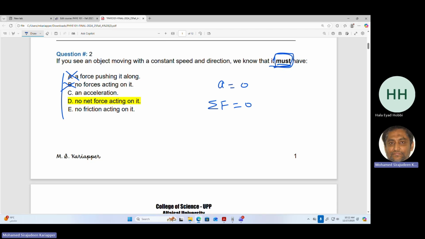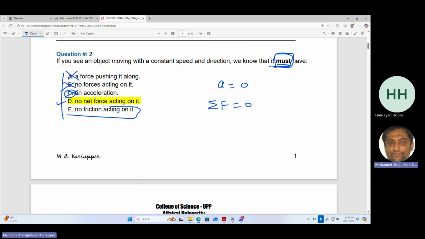Okay. It has an acceleration? No. Constant velocity means acceleration is zero. D. No, that is correct all the time. Okay. When there is no force, that also means net force is zero. There may be more than one force, and the net force can be zero by cancelling each other. So that is correct all the time.